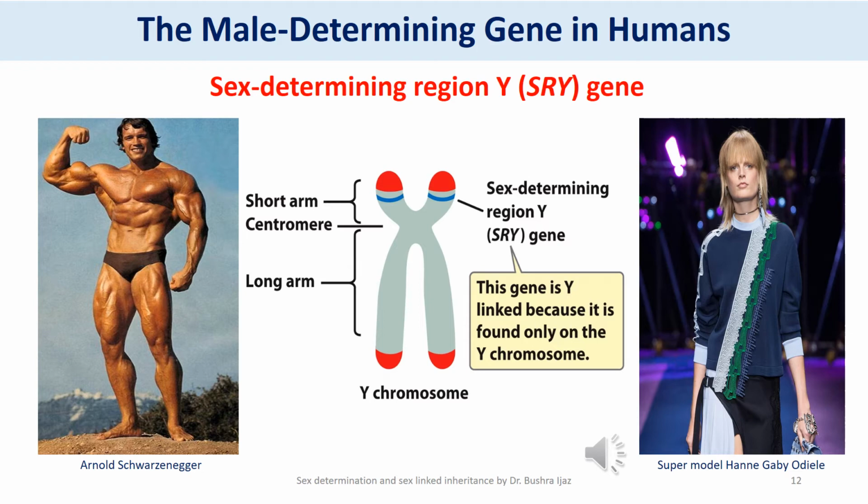Although SRY is the primary determinant of maleness in humans, other genes, which may be X-linked, some present on the Y chromosome and some on the autosomes as well, also have roles in fertility and the development of sexual differences. Although the SRY gene is the primary determinant of sex in human embryos as well, the other genes are influencing the sexual development.